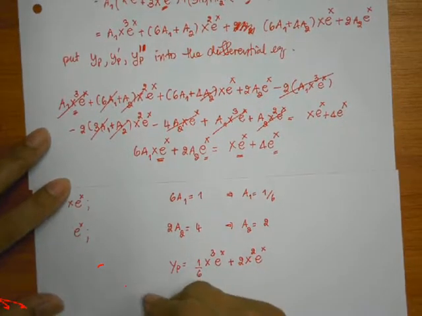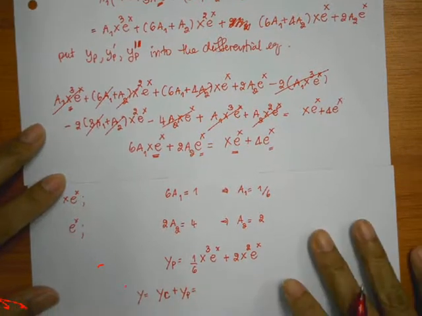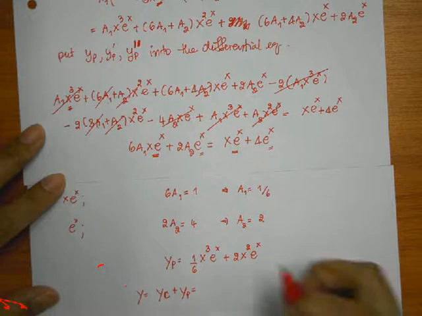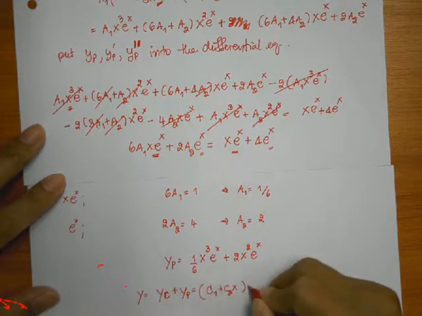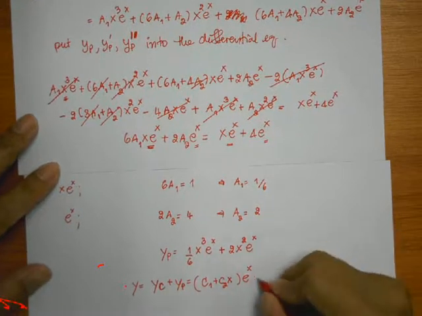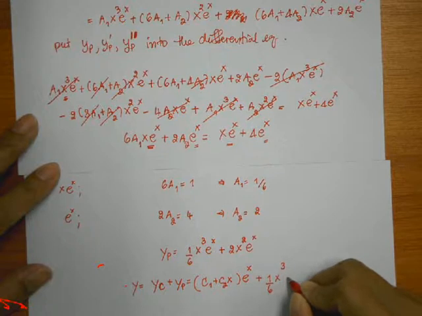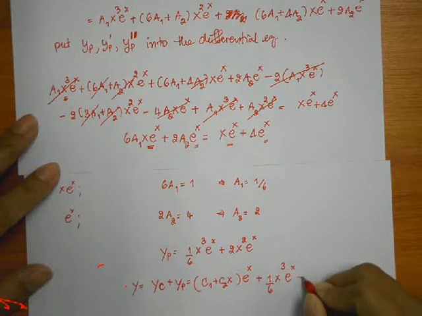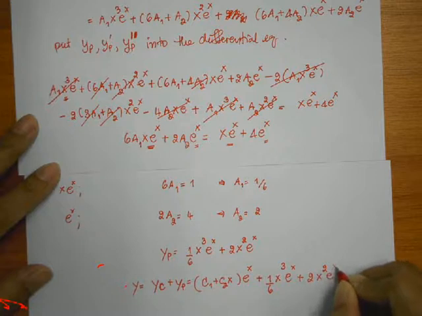Now we know our yp is equal to 1 over 6 times x to the power 3 times exponential of x, plus 2x squared times exponential of x. Now, our y is equal to yc plus yp. Our yc, just recall, is c1 plus c2x times exponential of x, right? And then plus yp, which is 1 over 6 times x to the power 3 times exponential of x plus 2x squared times exponential of x.